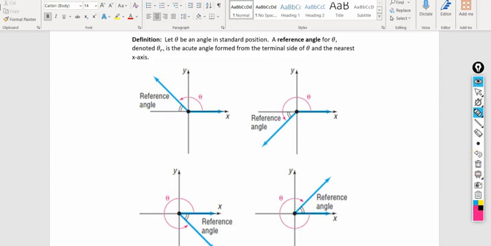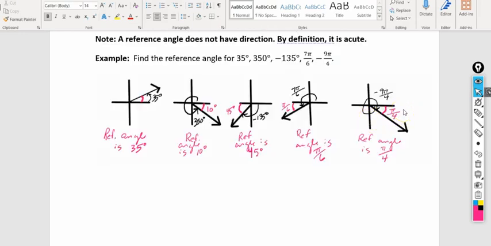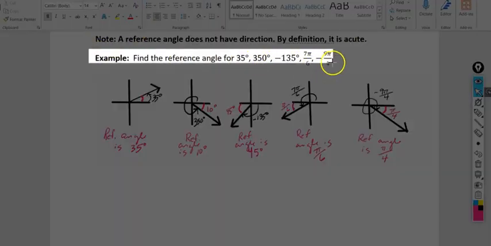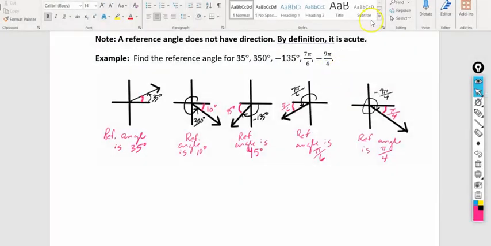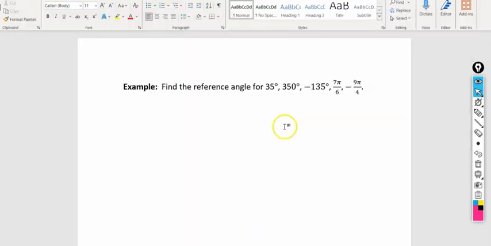Okay, so let's have a look at these. Find the reference angle for these. I'm going to copy this over here. All right, so let's look at the first one. Let's look at 35.